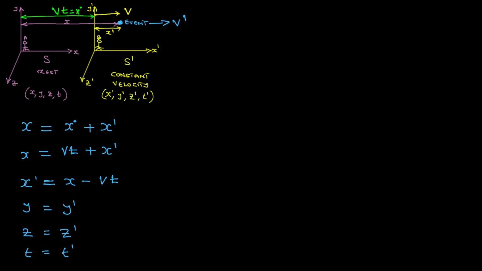y prime will be equal to y, z prime will be equal to z, and t prime will be equal to t, because there's no motion in the y direction, nor is there motion in the z direction. So the velocity when the event happens from S will be vx, because it's the event from S, will be equal to v, which is the frame of reference of S prime, plus the velocity of the event which they moved on, which is vx prime. The vy will be equal to vy prime, and vz will be equal to vz prime.